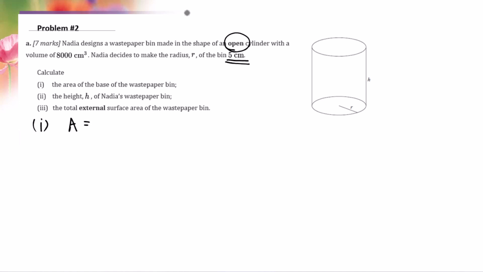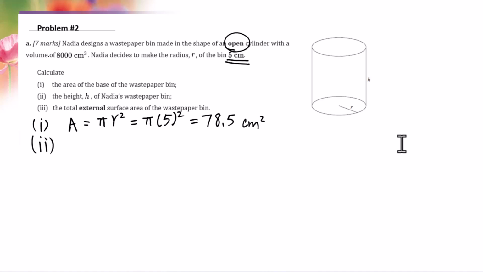The base area is the area of this circle. We have to use pi r squared. So we get pi times 5 squared equals 78.5 centimeter squared. 2. The height h of Nadia's waste paper bin.